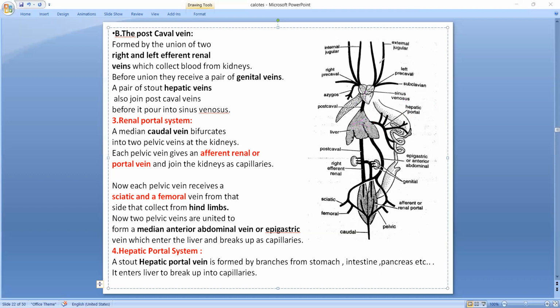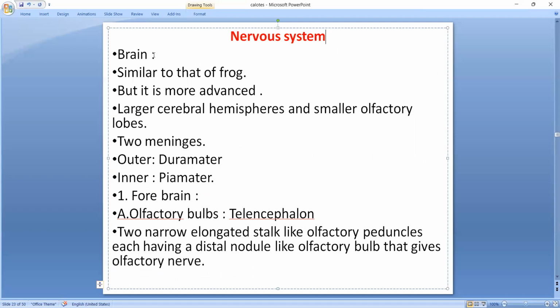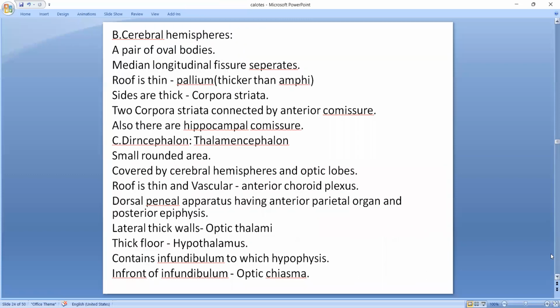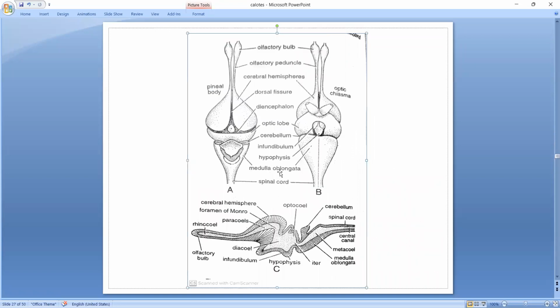Right, so then let's move to the nervous system. Okay, the nervous system, as usual, just like all other vertebrates, includes the central nervous system, peripheral nervous system, and autonomous nervous system. Here the major one is the brain. I'll explain the diagram here.